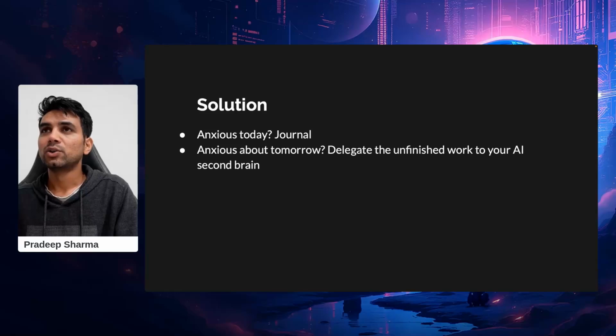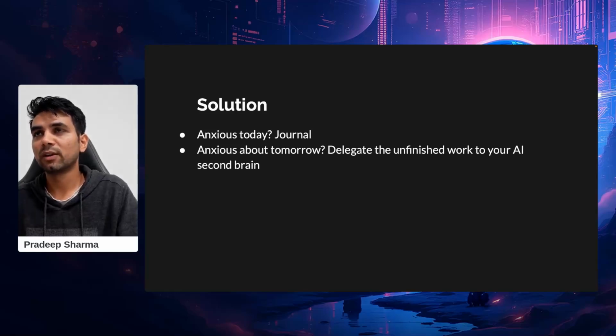So what's the solution? One solution that has worked for me, and many have also communicated the same, is: if you are feeling anxious today, write it down, journal it. Whatever you're thinking, just put it down on paper. And if you're worried about tomorrow, you can just delegate the unfinished work to your AI second brain. That's the solution that we are proposing here.